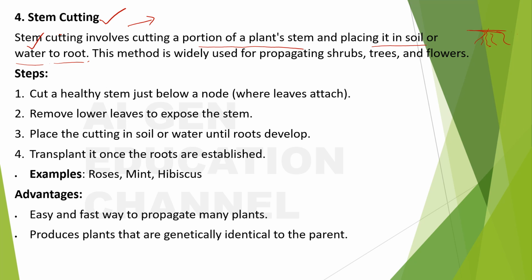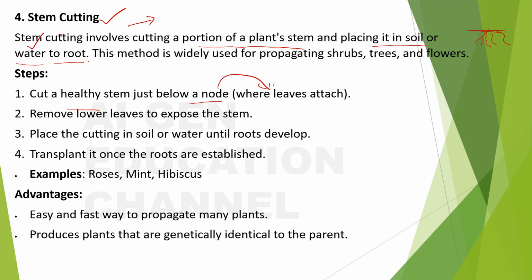Now what is the process involved here? Cut a healthy stem just below a node. Node is the point where leaves attach to the stem. Okay, you have to cut a healthy stem just below a node. Remove the lower leaves to expose the stem. Place the cutting in soil or water until roots develop. Transplant it once the roots are established. So after you see the roots, you can happily transplant it. It means that you can take it from there and put it at a place where you like to, right?